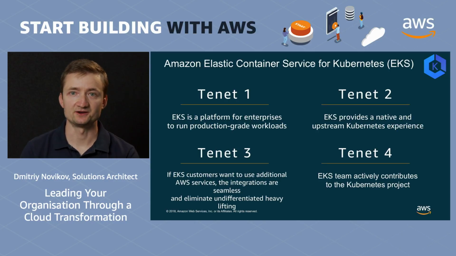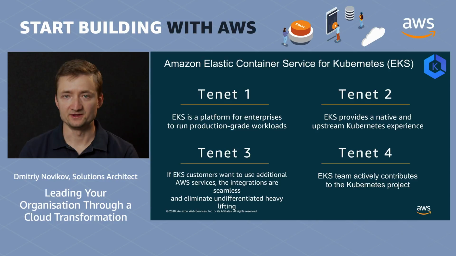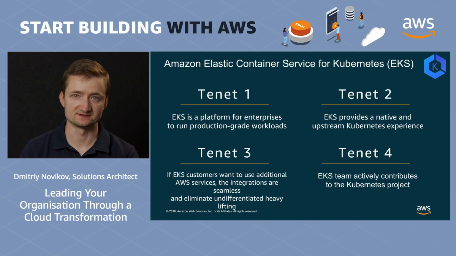Let's talk about the tenets that underpin our design decision for EKS. EKS is a platform for enterprises to run production-grade workloads. EKS aims to provide features and management capabilities to allow enterprises to run real workloads at real scale. Reliability, visibility, scalability, and ease of management are our priorities. One of the areas where we are putting in a lot of effort is availability. By default, EKS is multi-master. We run masters across multiple availability zones, and we manage your persistence layer for you.